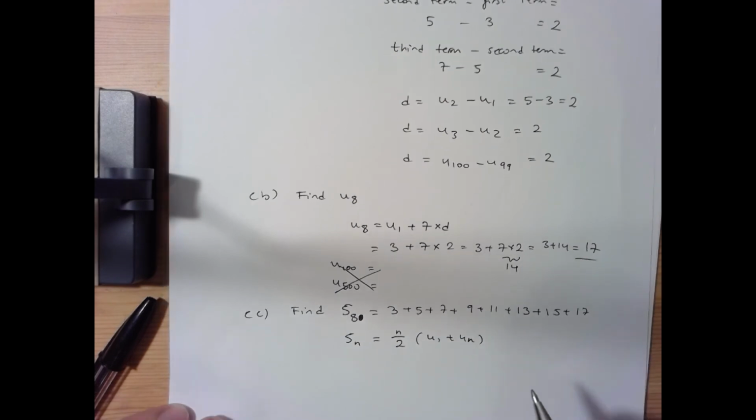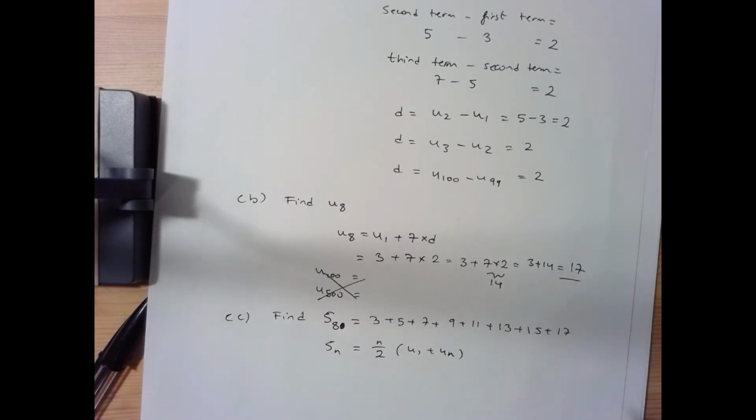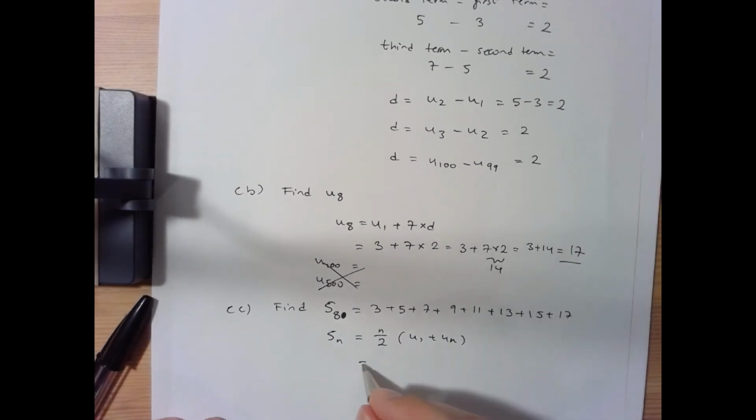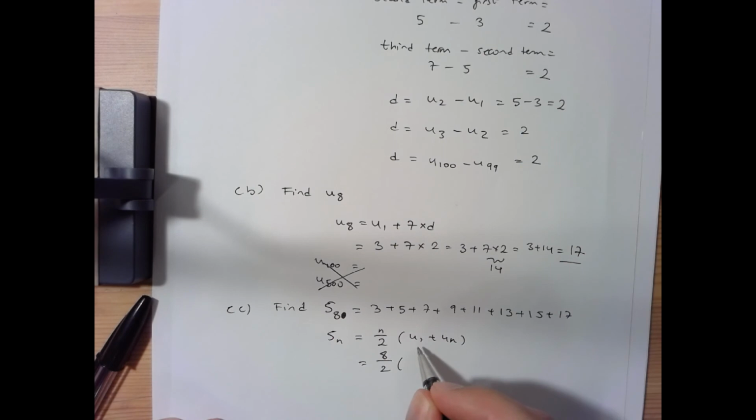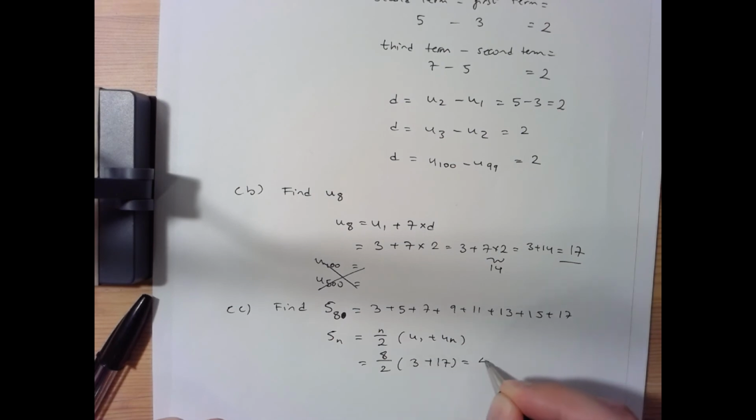Fine, okay. So in our case, n is 8 over 2, u1 is our first number, so 3. un is the last number, so in our case it's 17. And we apply this. 8 over 2 gives us 4 times this is 20. It's 4 times 20, which is just 80.